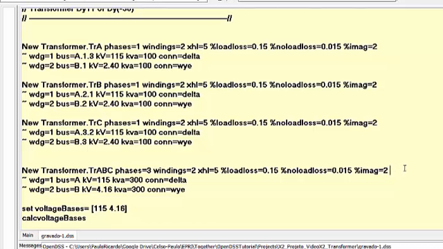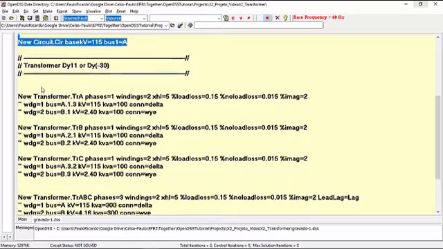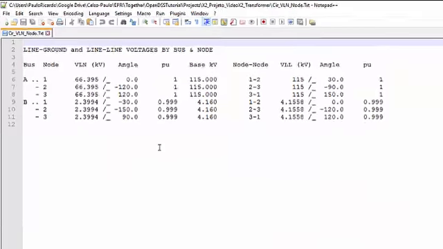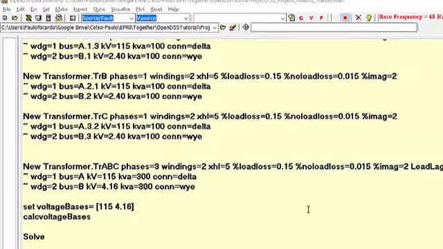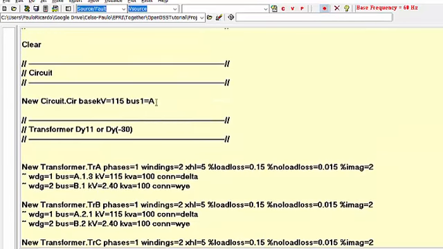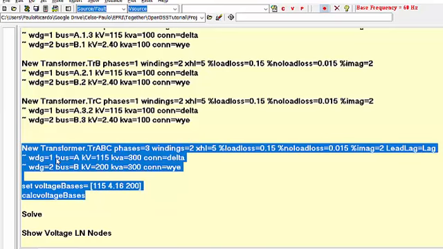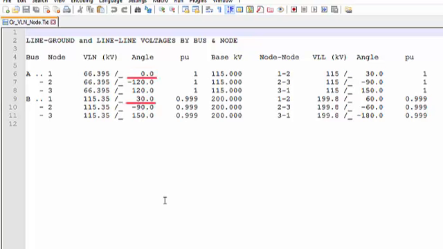To set the phase shift, we can use a parameter called leadlag. If we set it to lag, it means that the secondary side of the transformer will lag the primary by 30 degrees, as we can see by solving the circuit. Now, suppose that our transformer is a step-up transformer with a secondary rated voltage of 200 kV. Keeping everything else the same and solving the circuit, we see a phase shift of plus 30 degrees instead of minus 30 degrees, even though we set the leadlag parameter to lag.